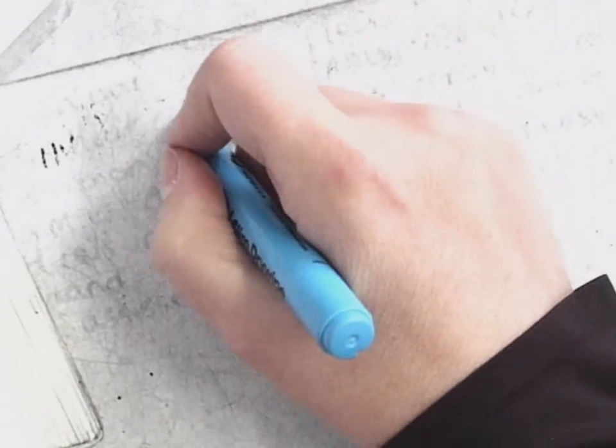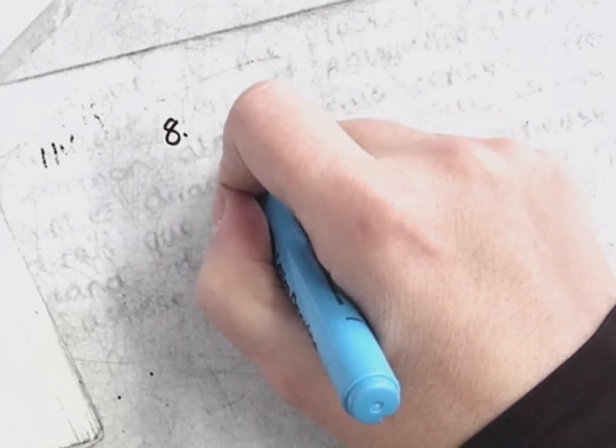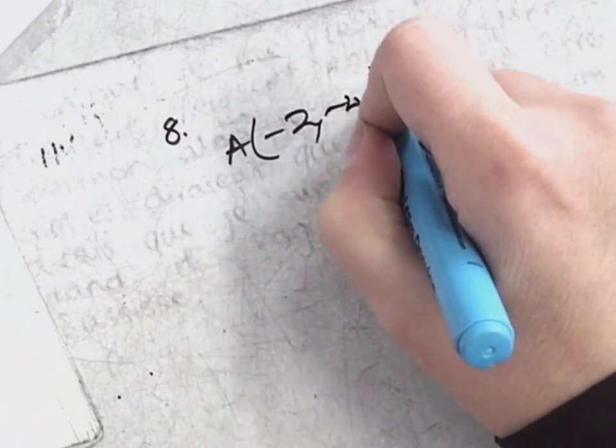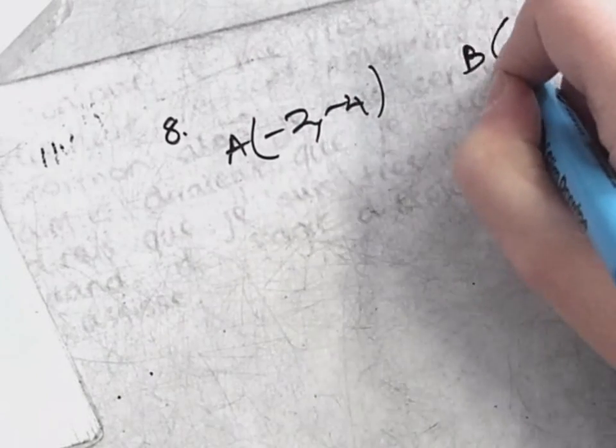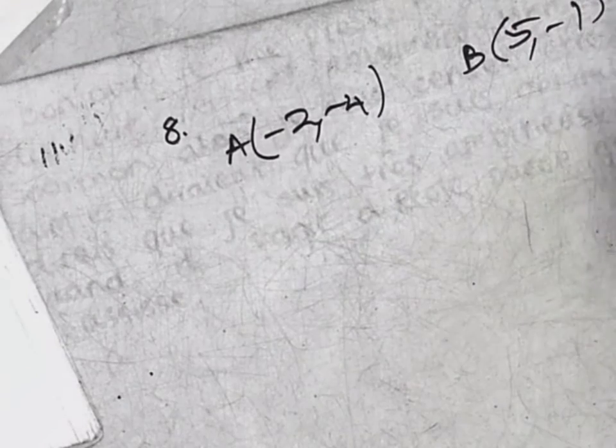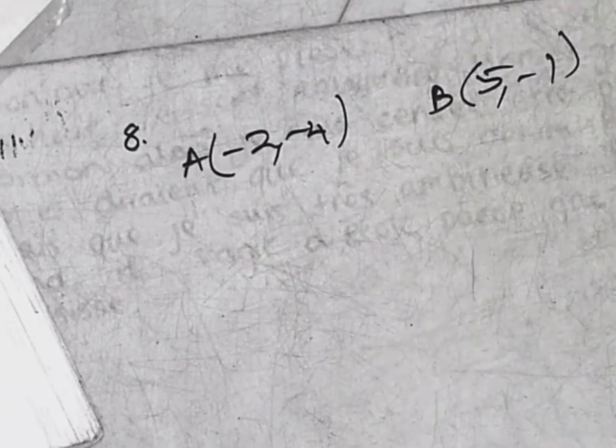A is minus 2, 4. It's minus 2, minus 4. B is 5, minus 1. C is 6, 4. Yeah, zoom out.